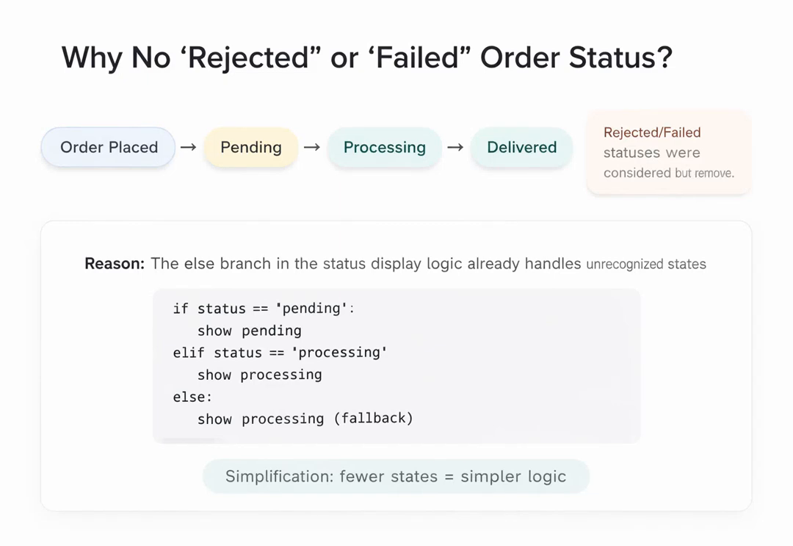You might wonder, what about rejected orders? In this system, we're keeping things simple. There's no rejected or failed order status. The reason is that the display logic uses an else branch as a fallback, which means any unrecognized status will just show as processing. Since we don't have a rejected state in our workflow, we don't need to handle it. This is a deliberate design simplification. Fewer states means simpler logic and less room for bugs.